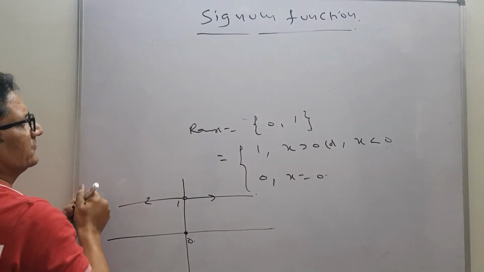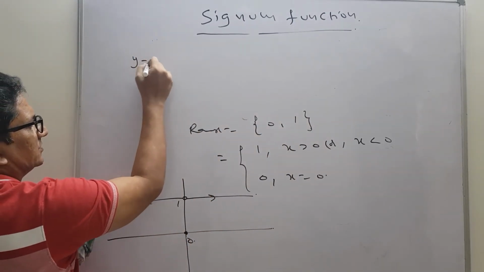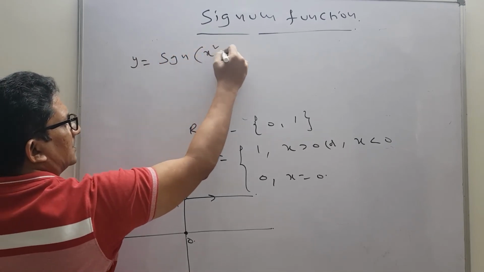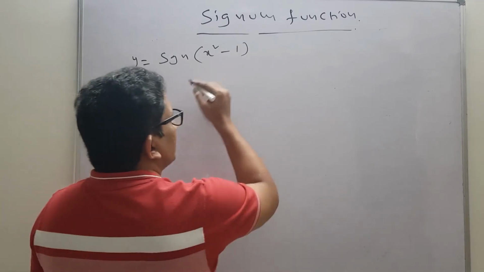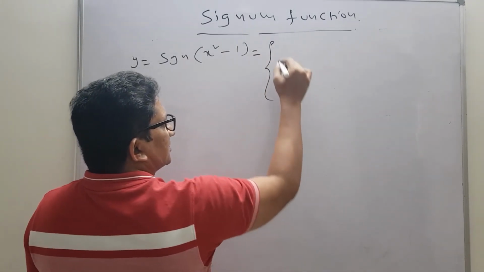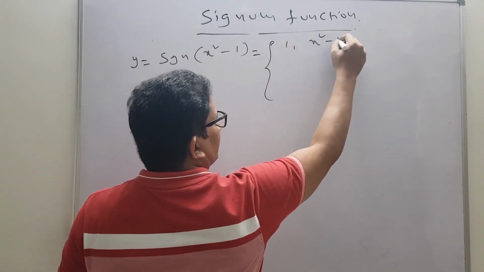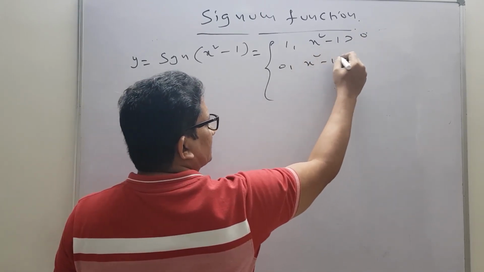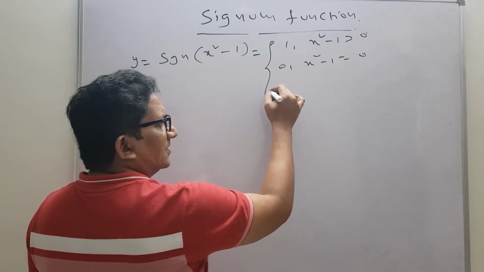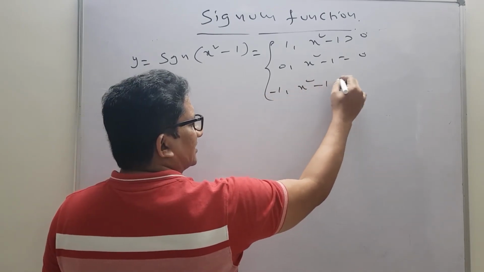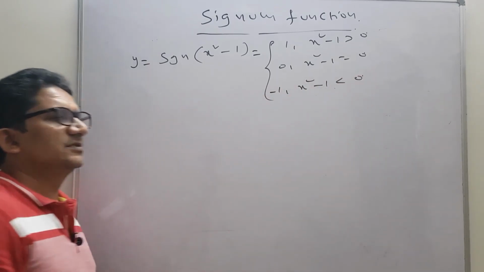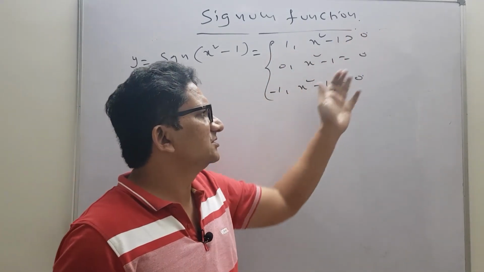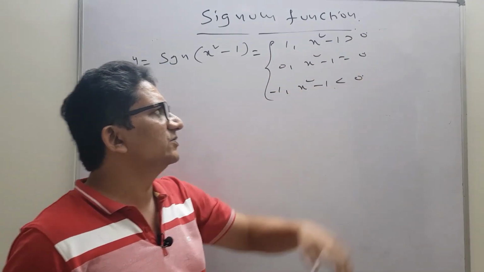Next function, some function of this type, we'll take one more example. y equals signum of x square minus 1, which is equal to 1 if x square minus 1 is greater than 0. It is 0 if x square minus 1 equals 0. It is minus 1 if x square minus 1 is less than 0. All the possibilities exist. x square minus 1 may be positive and x square minus 1 may be negative also.